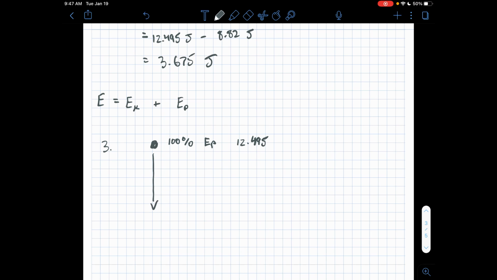If it is dropped, once it reaches the very bottom, all of its energy will then be transferred to kinetic energy. Therefore, the maximum kinetic energy would just be 12.495.